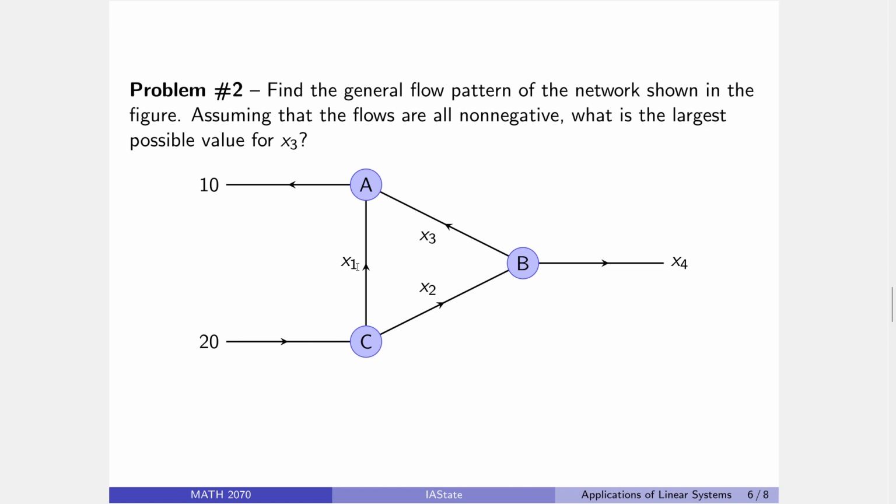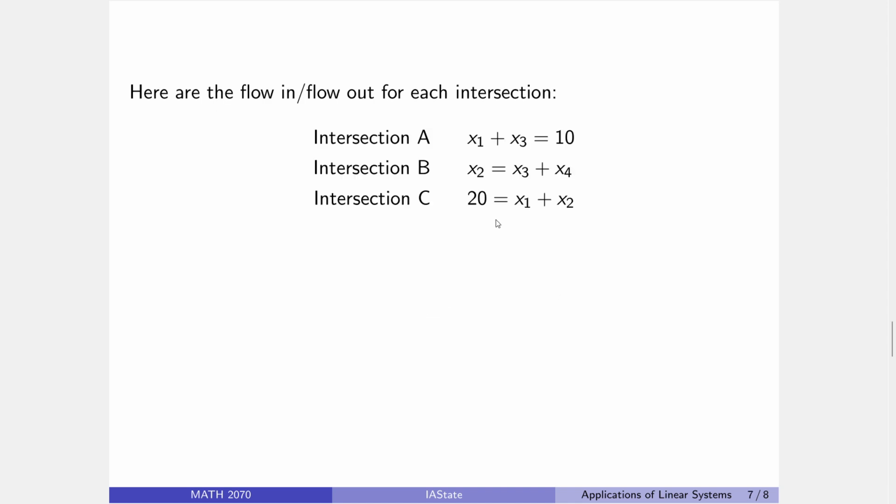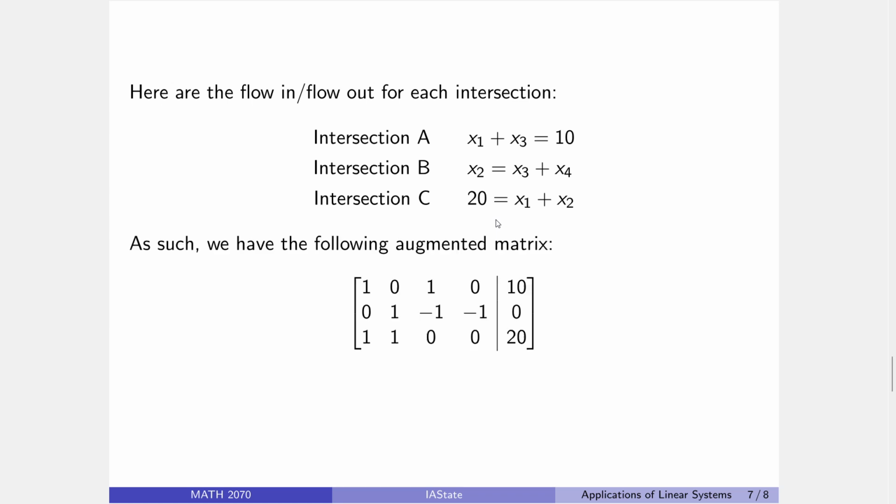So I must have x1 plus x3 is equal to 10. Likewise, the inflow on C needs to match its outflow, so x1 plus x2 needs to be 20. And then on B, its outflows, x3 plus x4, need to match its inflow, x2. And there are those equations in each intersection. So again, we're under the operating assumption that the inflow and outflow need to be equal to each other. Alright, so that gives me, hey, 3 equations to work with.